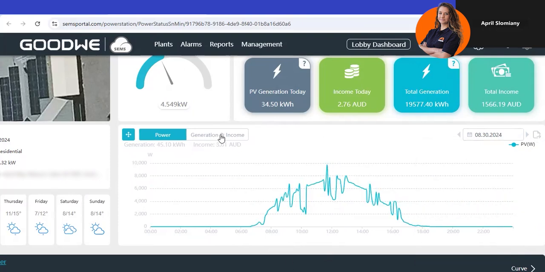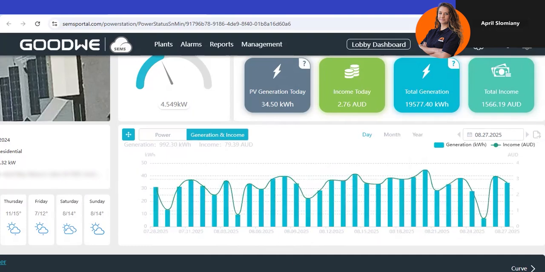So coming across into generation and income, the tab to the right there. This one is a bit more handy when looking at end of month or end of quarter energy bills. You can at a glance see multiple days of solar generation. Hovering over will give you the total figure generated on that day.